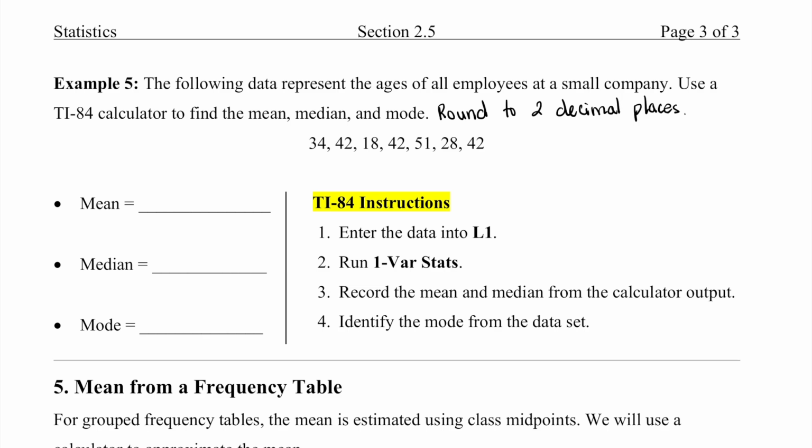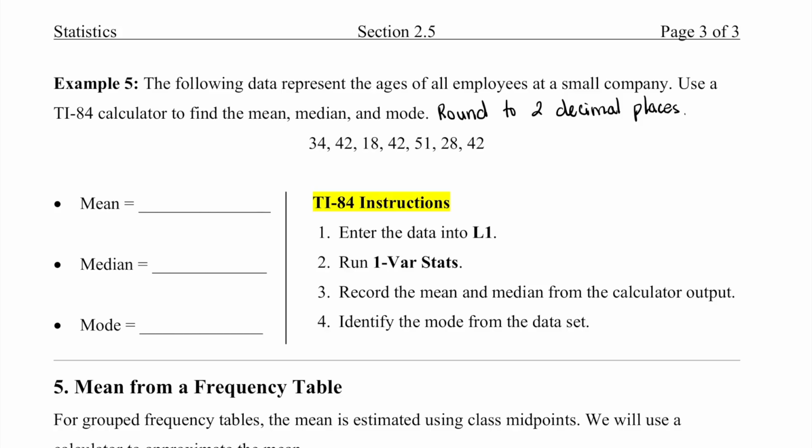Hi everyone. In this video, we are going to see how a TI-84 calculator can help us quickly find measures of center. In the previous videos, we learned how to calculate the mean, median, and mode by hand. That's an important skill because it helps us understand what these measures represent. However, when working with a larger data set, doing all of those calculations by hand can take a lot of time. That's where technology becomes very helpful.